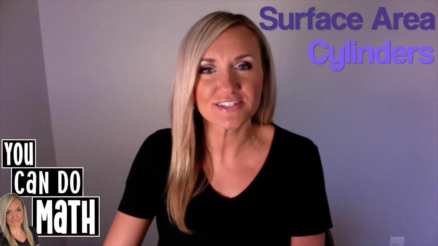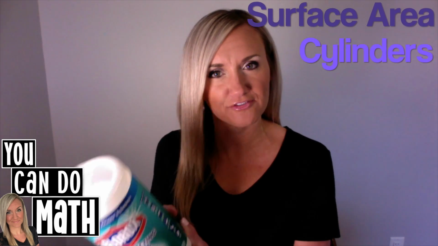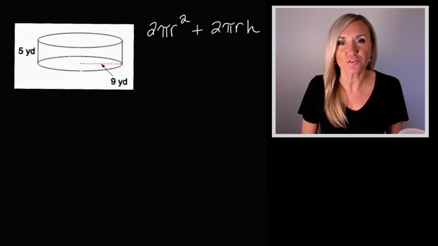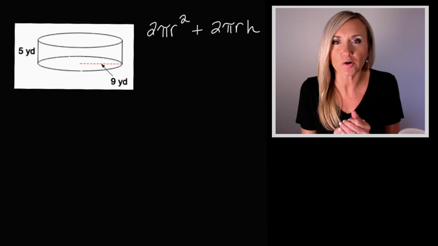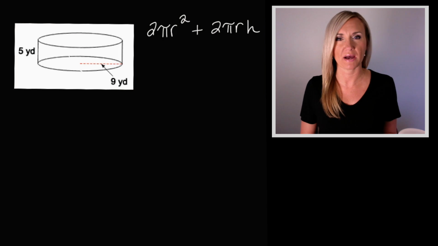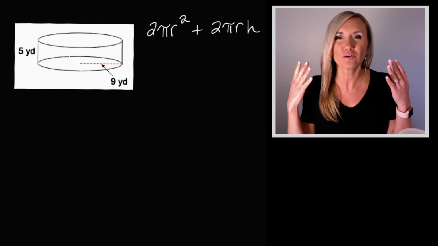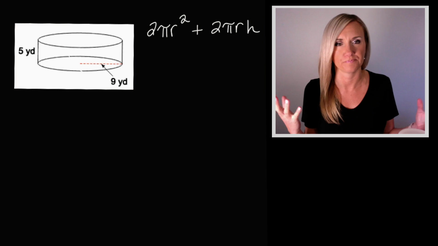Today we are finding the surface area of cylinders. I have my cylinder right here. Hope you guys are all staying safe. Let's get started. The surface area of a cylinder, that formula is 2 pi r squared plus 2 pi r h. Where the heck did the formula even come from?